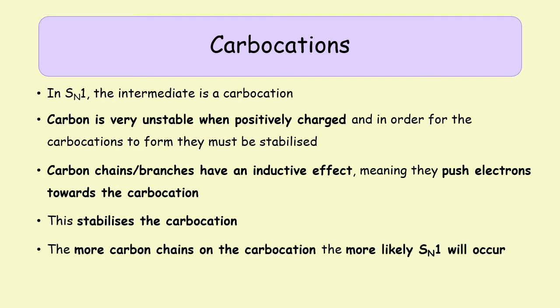So the more carbon chains coming off the carbocation, the more likely SN1 will occur. So tertiary haloalkanes are typically involved in SN1 reactions and primary ones are not. So if I illustrate that, or if I draw a carbocation in black, if I have hydrogens around it, forgive my writing, these hydrogens have no effect. So there's no stability.